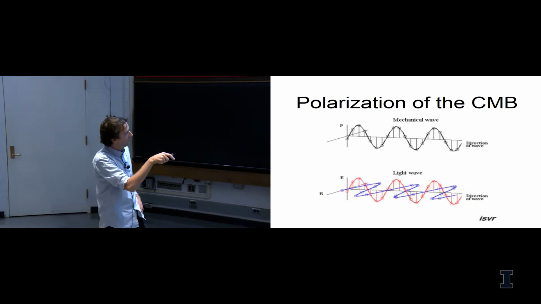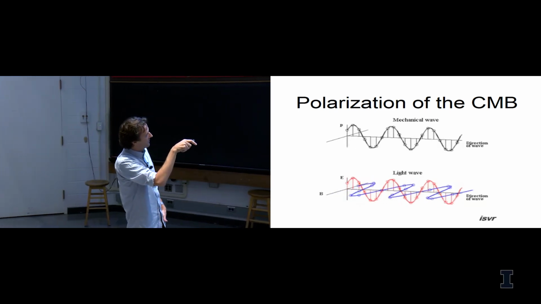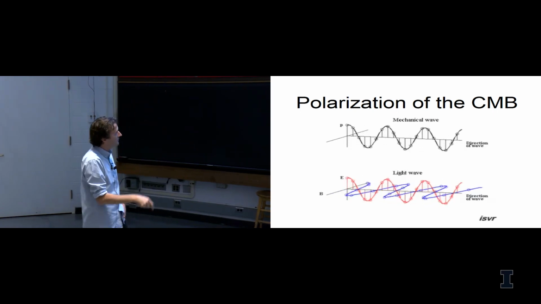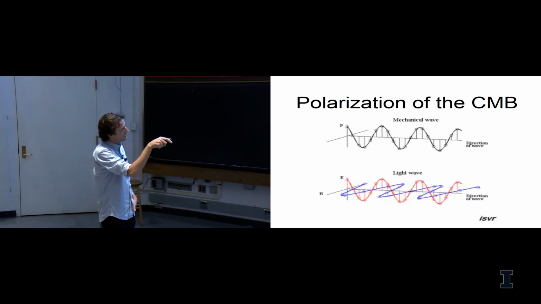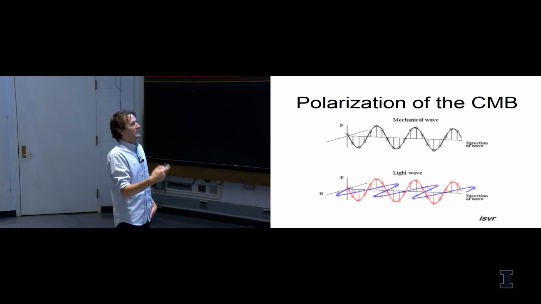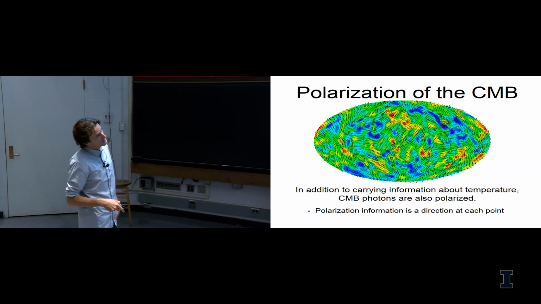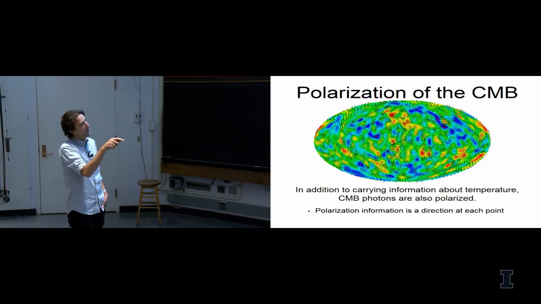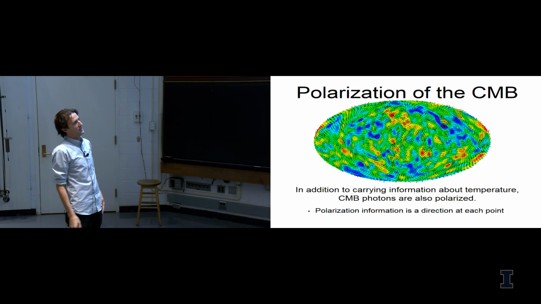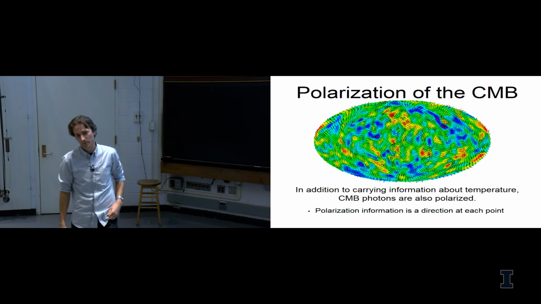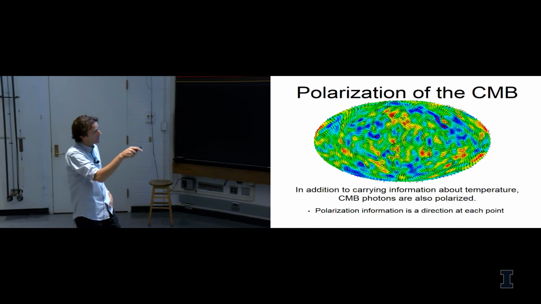So this is a propagating photon. It propagates this oscillating magnetic and electric field. And the direction of this electric field is the direction of its polarization. So we can actually also measure the direction of the polarization of the photons that are coming to us from the last scattering surface. And so there's additional information.